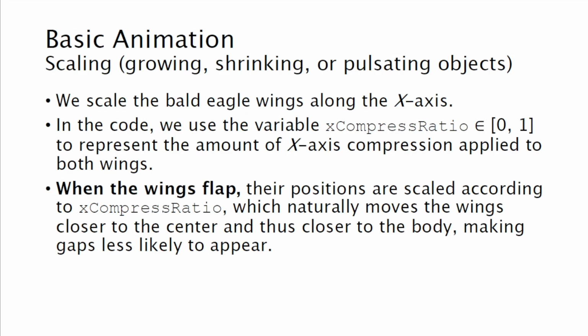In the code, we used the variable x-compress radial to represent the amount of x-axis compression applied to both wings. When the wings flip, their positions are scaled according to the variable, which will naturally move the wings closer to the center and closer to the body. It makes gaps less likely to appear.